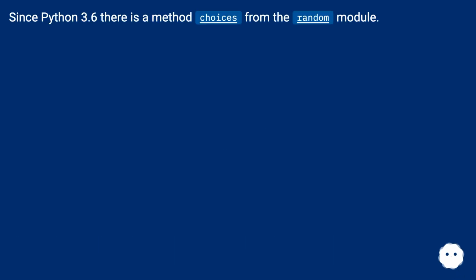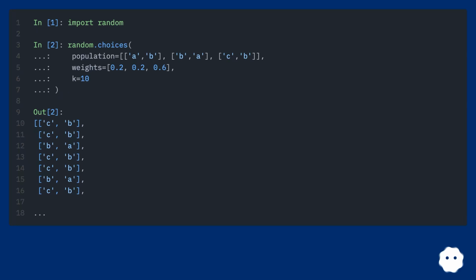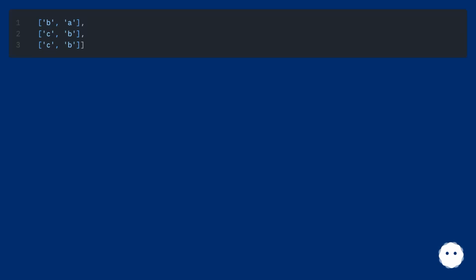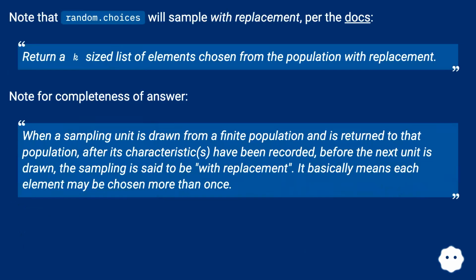Since Python 3.6 there is a method choices from the random module. Note that random.choices will sample with replacement, per the docs: return a k-sized list of elements chosen from the population with replacement. Note for completeness of answer.